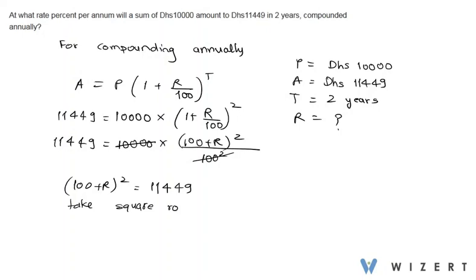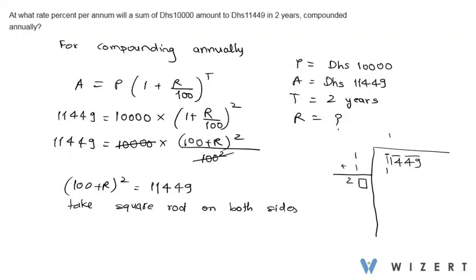square root on both sides, we have to find the square root of 11,449. So let's see. We can use the long division method here to do that. 114, 49, we start from the right side and this is the grouping. Let's see, 1, 1 plus 1, add below, multiply above. So we get 1. So this is 0. Next group comes down, 14.